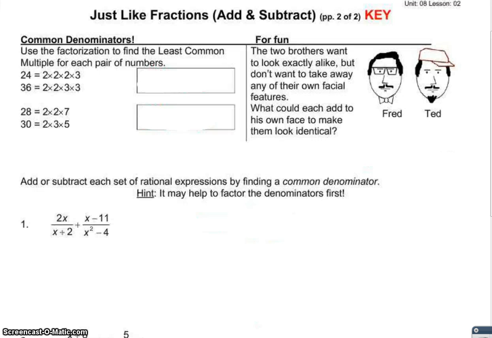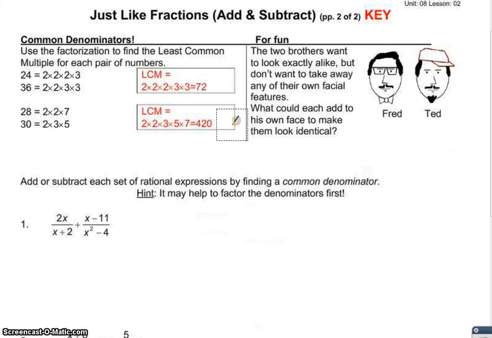It says use the factorization to find the least common multiple for each pair of numbers. So here I have 24 and 36. So for my least common multiple, I have 2 times 2 times 2 because there are 3 2's, and then I have 3 times 3 because there are 2 3's. So when I multiply that out, I get 72. So let's look at 28 and 30. Here my least common multiple is going to be 420.